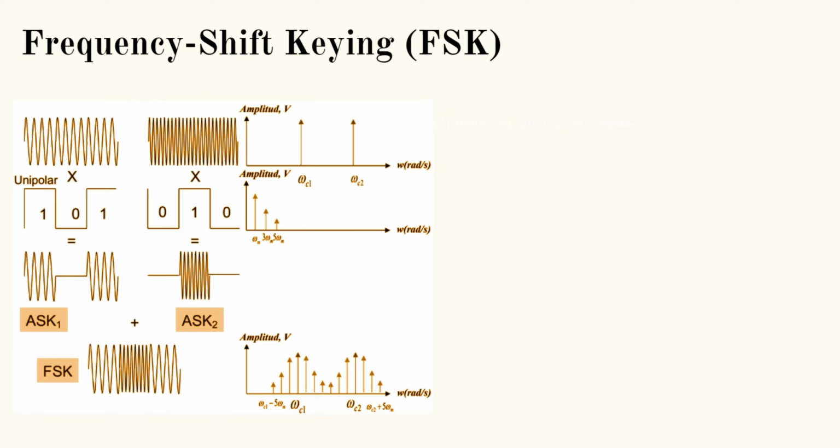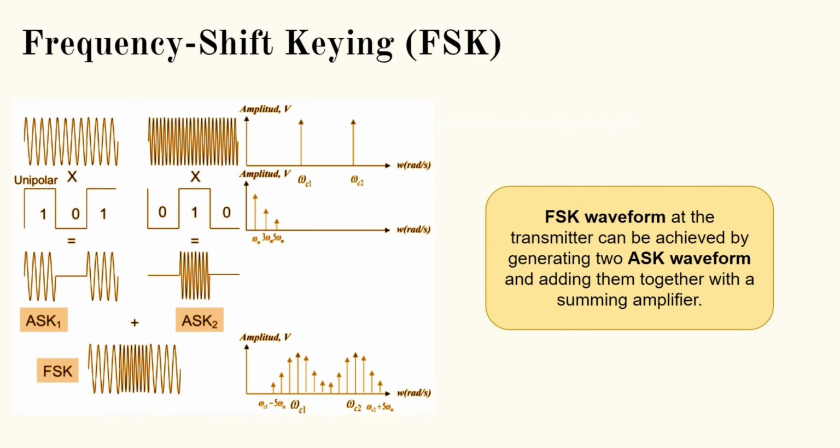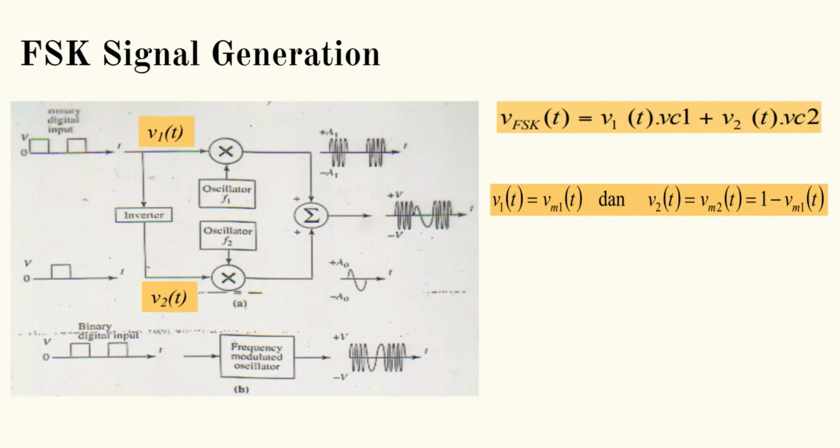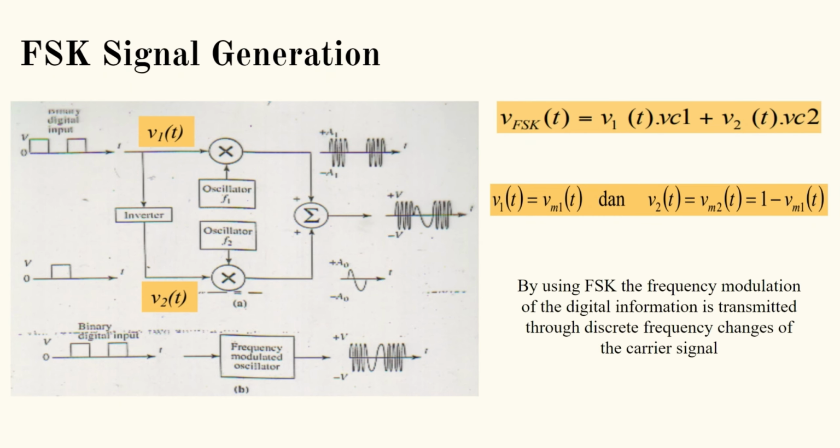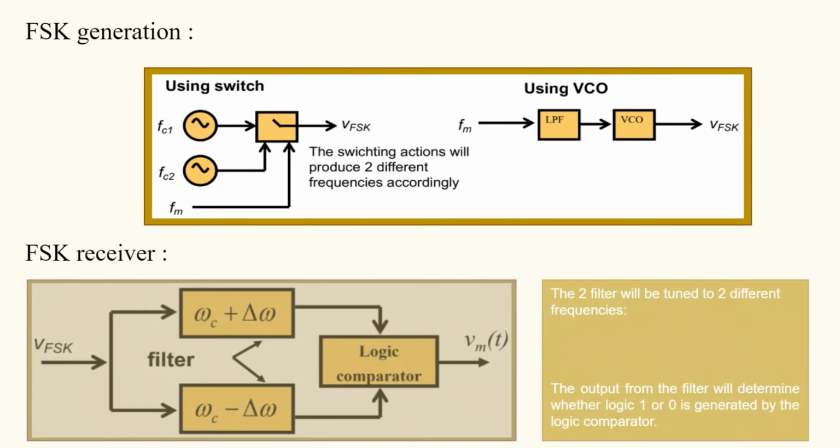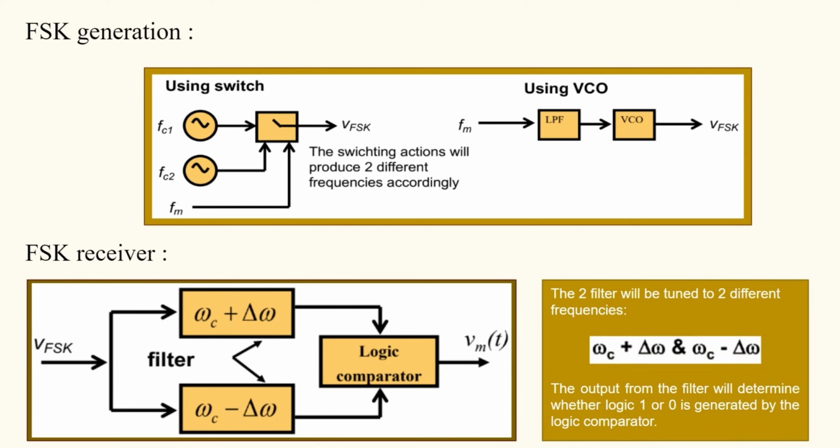Next, we have frequency shift keying. Frequency shift keying is a resultant of two amplitude shift keying signals being added together using a summing amplifier. By using frequency shift keying, the frequency modulation of the digital information is transmitted through discrete frequency changes of the carrier signal. As a result, two different frequencies will be produced, which will then be filtered to determine whether logic 1 or 0 is generated by the logic comparator.